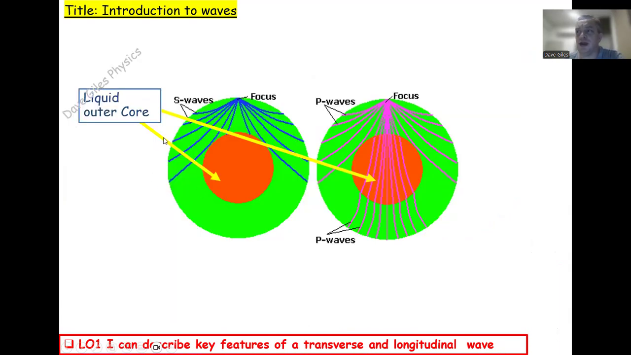This here is a short diagram of what they look like. You can see that the S waves can't travel through the core, whereas the P waves can go through it, but they do change direction a little bit when they travel through.